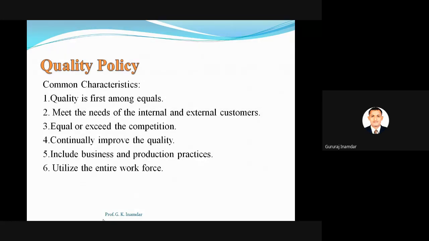So those are the policies, those are the requirements. So whatever policy is given by the CEO, whatever policy is given by the government, or any organization, you have to follow them.